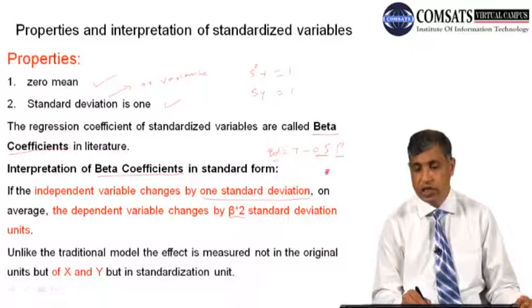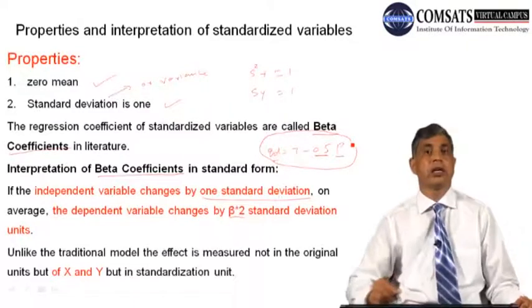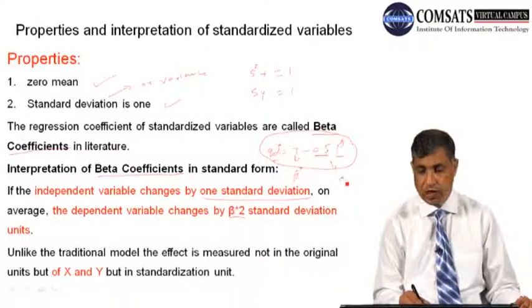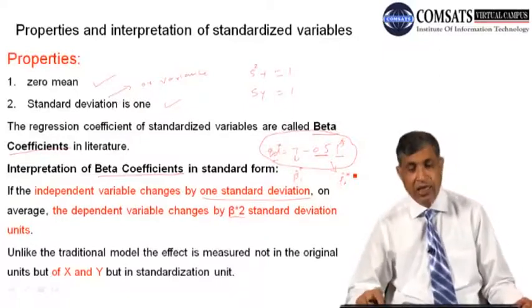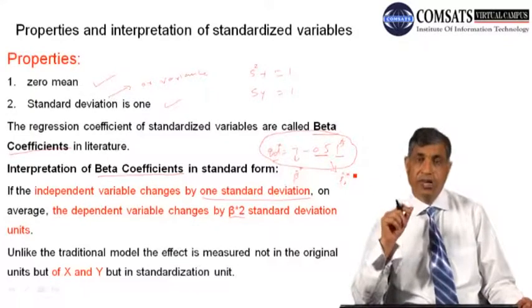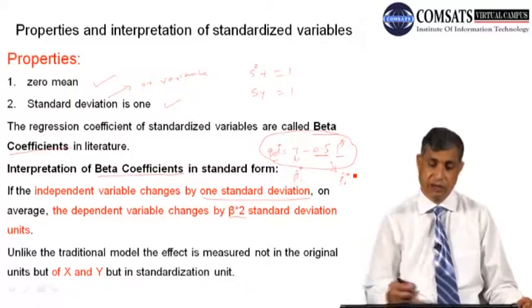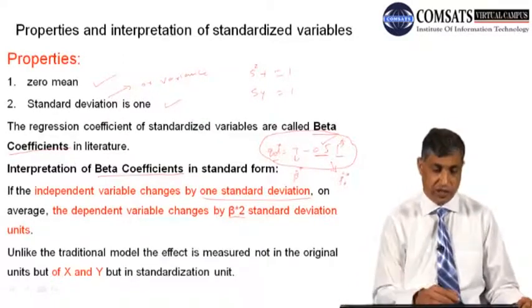Now beta 2 star is here. I am supposing that this is the standardized equation, it has been run on the standardized variables, and this is beta 1 hat star, and this is beta 2 hat star. This is the link between the quantity demanded and the price. So what is the link? I am saying now, if the price changes by 1 standard deviation, the quantity demanded on average will change by 0.5 standard deviation.